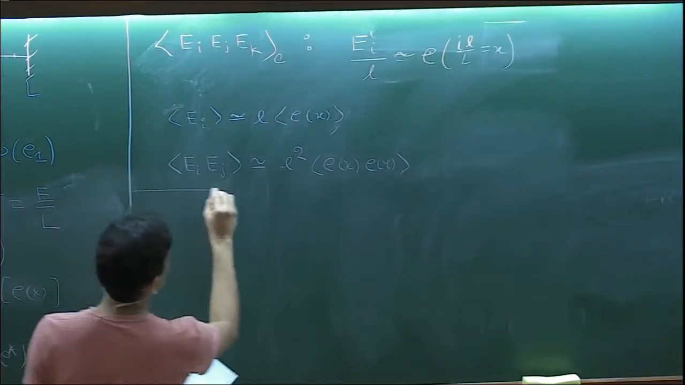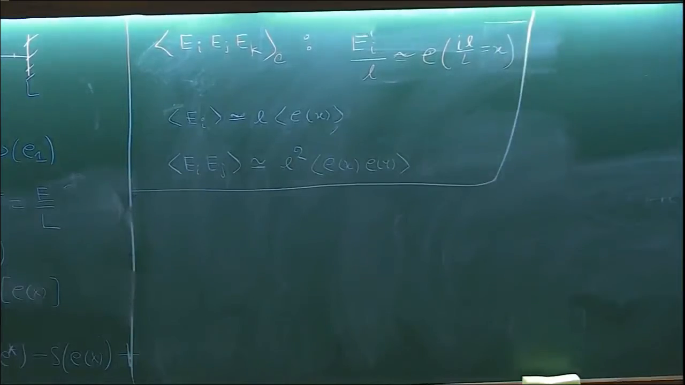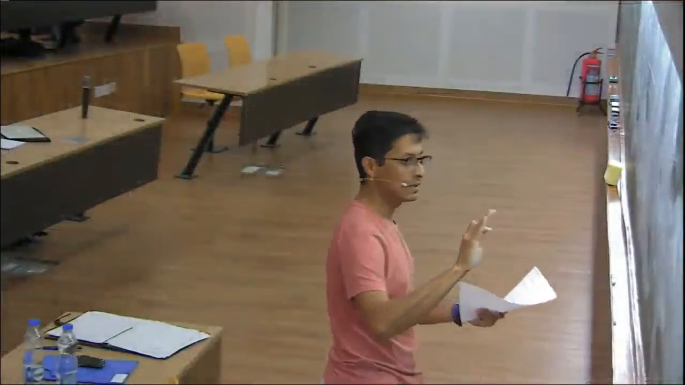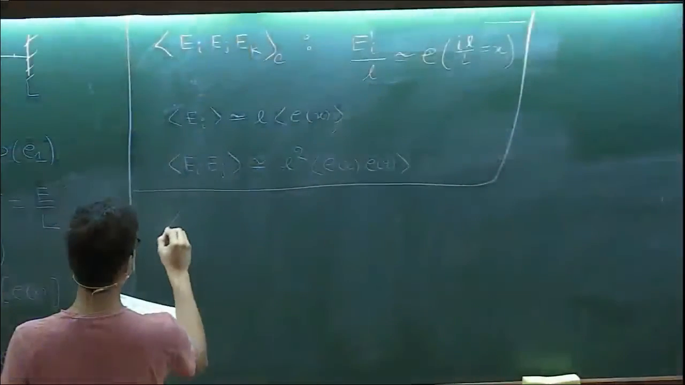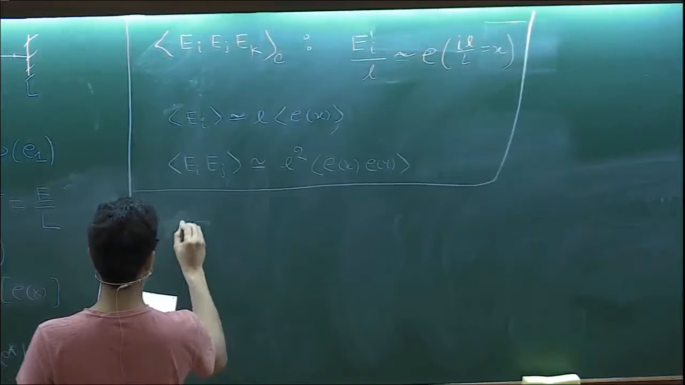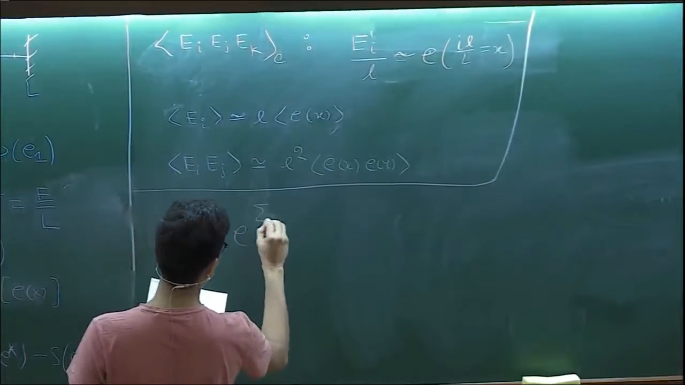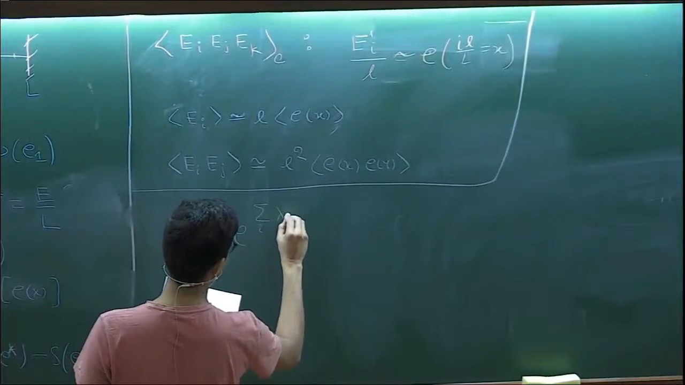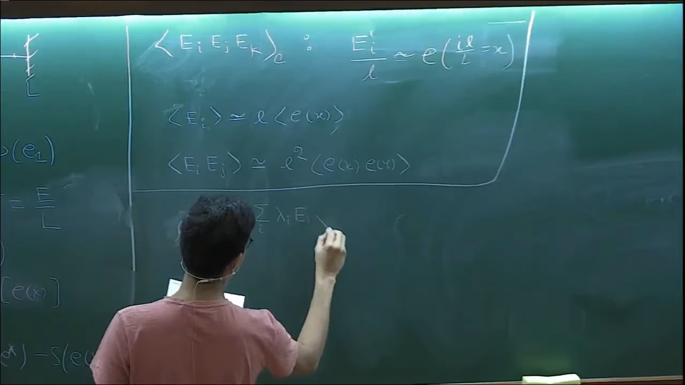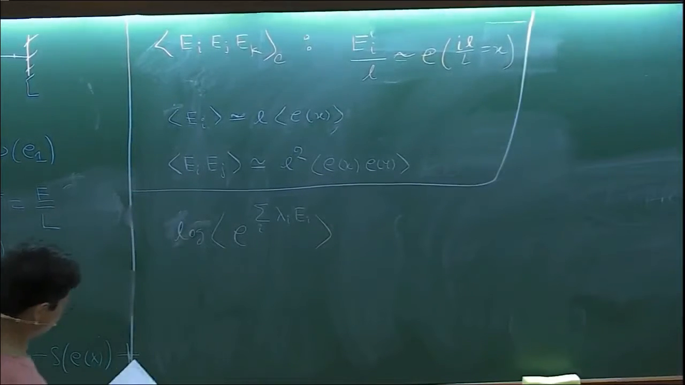Okay. So now we're just going to generalize this idea here, which is for the total energy fluctuation. But if I now do it for energy fluctuation in different boxes, I'd simply look at now a generating function, which would be log of e to the power sum over i of lambda i E i. Okay, so similar to that.